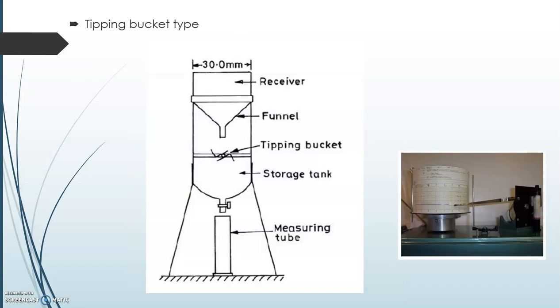Whereas the next type is the tipping bucket. Here you can observe that a 30 mm diameter receiver is there. It is connected with the funnel, and whatever rainfall occurs in this tipping bucket type rain gauge goes through to the bucket. There are two buckets. When one gets filled up, the second opens, and the other goes down. In the same way, this process repeats. When the other bucket gets filled, it will go down, and whatever quantity of water or rainfall is there will go to the measuring tube.